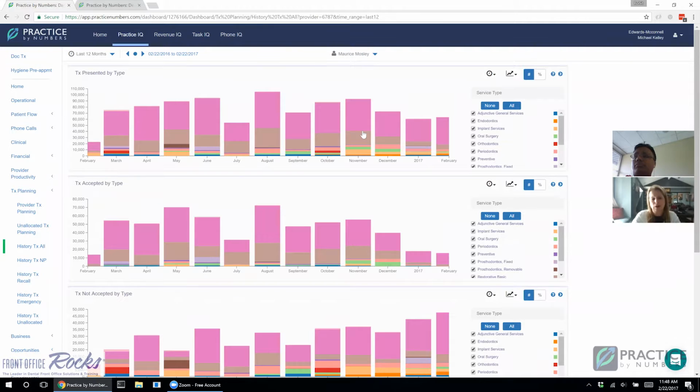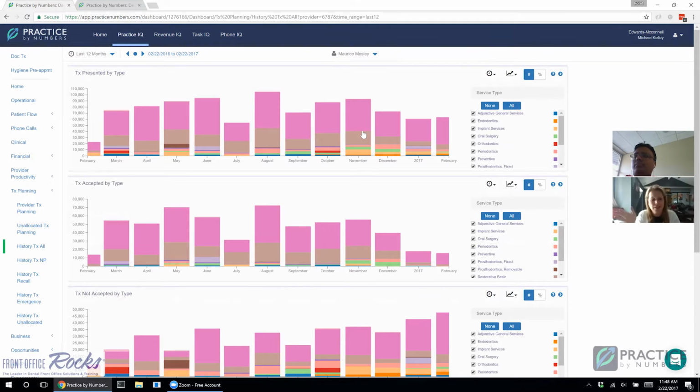And I agree with you. I think it's good to look at this to see what can we do to help get this treatment accepted. I also personally like to look at it by provider and see how they're doing. Because let's say you have a provider that was doing really well at presenting and getting acceptance to something, and then maybe it changed. Well, we want to look at what changed.